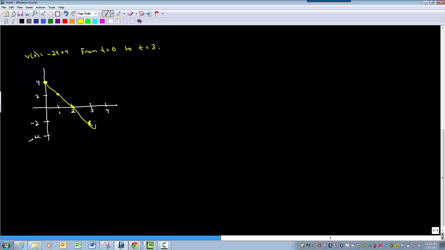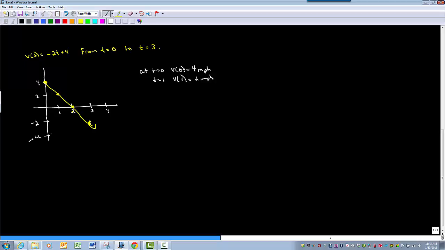From 0 to 2, our velocity is positive. For example, at t equals 0, our velocity is 4. Let's do this in miles per hour, so it's 4 miles per hour. At t equals 1, our velocity is negative 2 times 1 plus 4, which is 2. So what I want you to notice is that we're slowing down. We're decelerating over that time period.